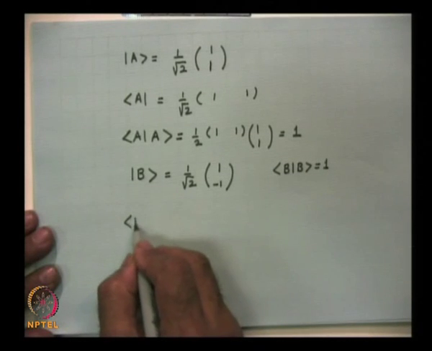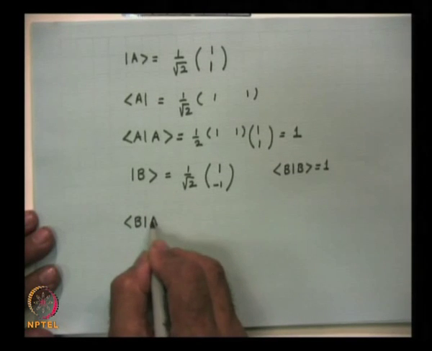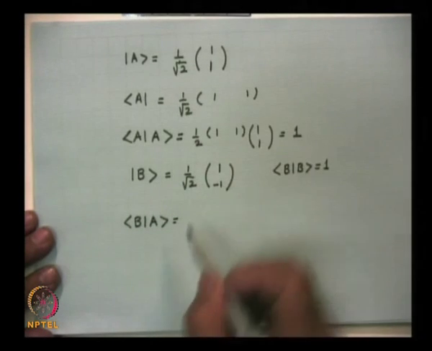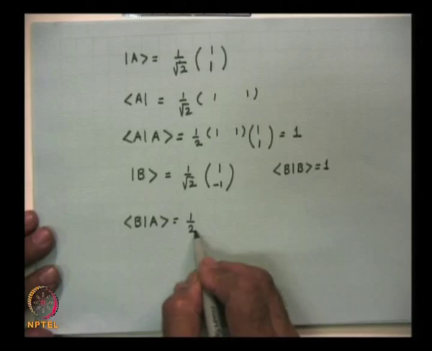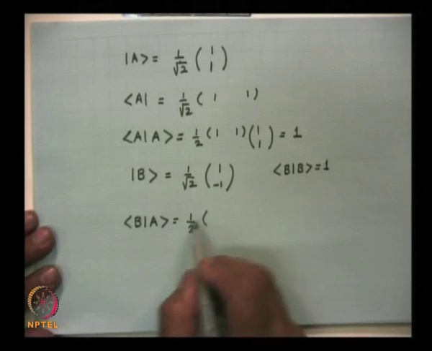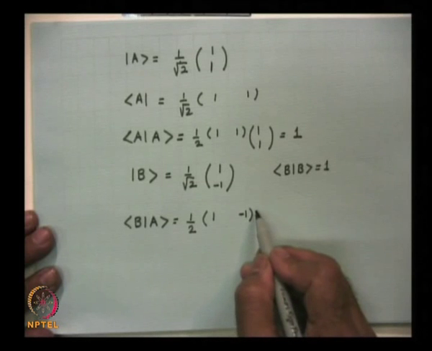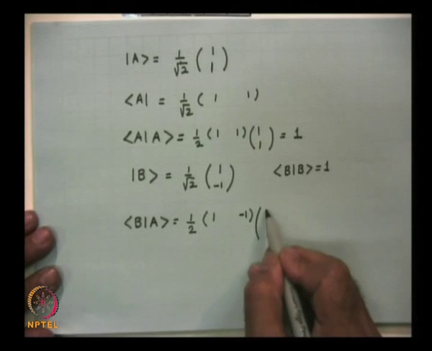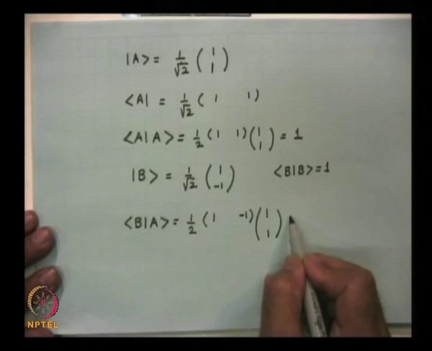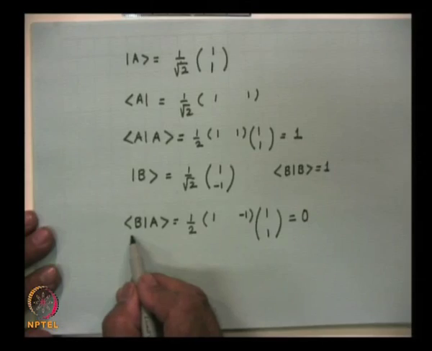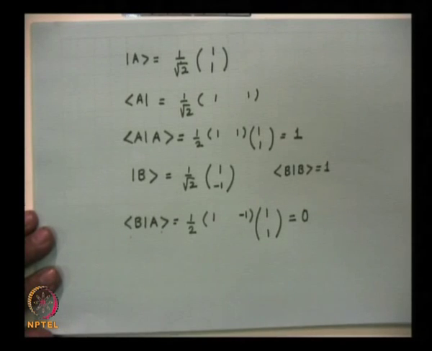However, if I now do bra B ket A, then 1 over root 2 multiplied by 1 over root 2 is 1 over 2, and bra B is 1 minus 1, and ket A is 1 1. So, this is 0. So, we say that ket A and ket B are orthogonal to each other.